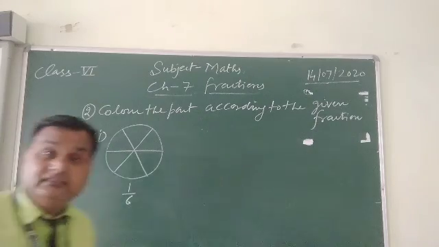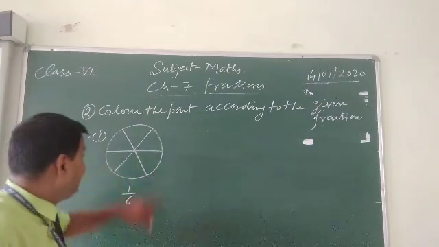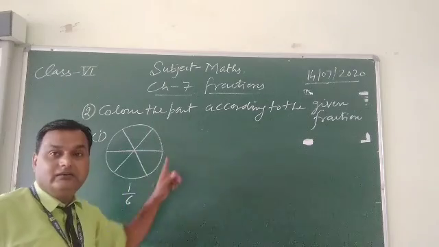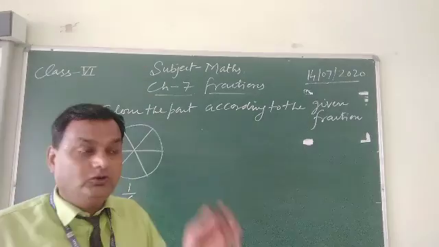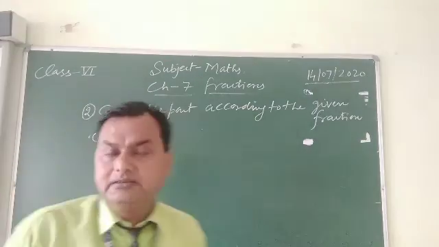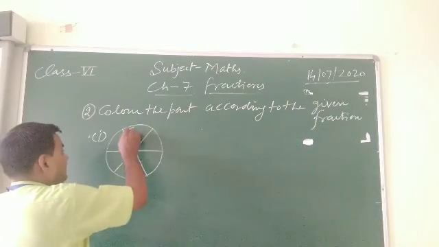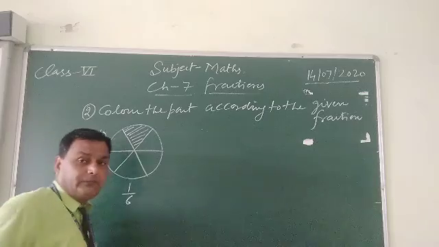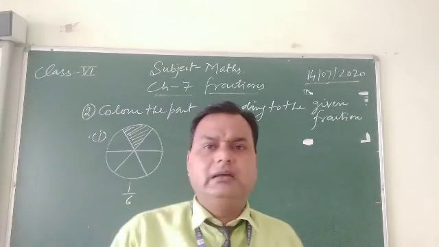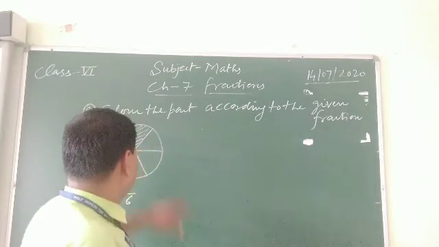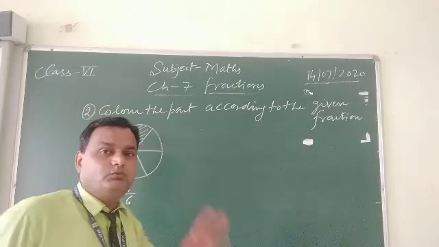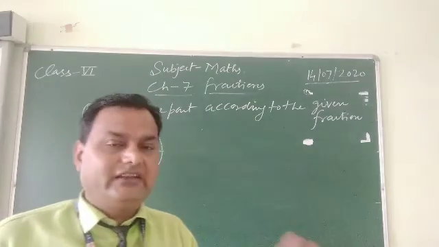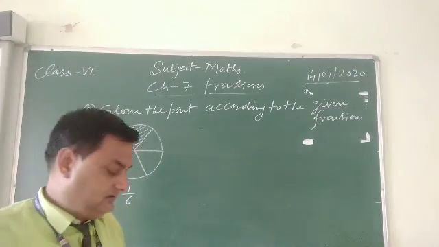1 upon 6, it means there are 6 parts in the figure and we have to color the one part. So one part is colored. Therefore, it represents the fraction 1 upon 6 because there are 6 parts in which one part is shaded. So fraction is 1 upon 6.